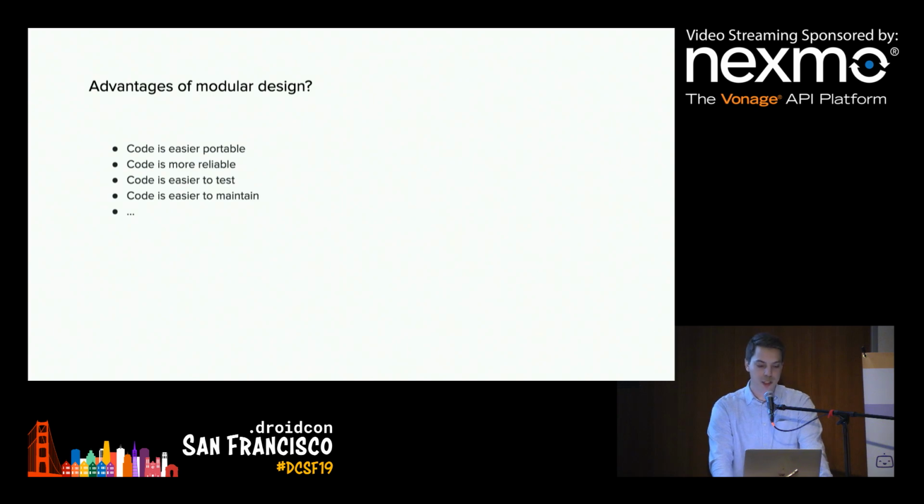Why do we want modular design? Well, there are many advantages of it. The code tends to be more reliable because it's easier to test. It's also easier to maintain. When you make one change in a module, you only have to think about this module and nothing outside of it.